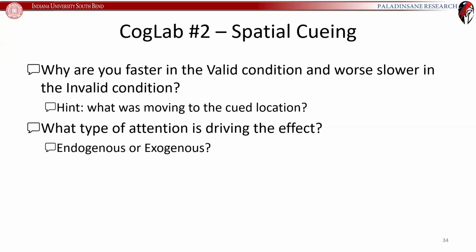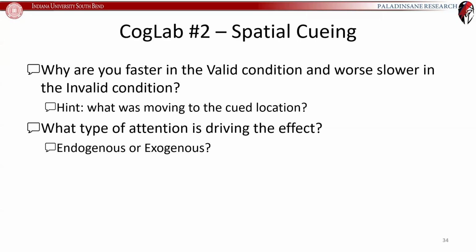Well, you were close on the endogenous being the valid. So what part of the valid one is endogenous attention? Exactly. So more precise would be to say that the endogenous part of this was the arrow. The arrow told you where to go. It might tell you to go to the wrong place, right? So there was that invalid condition as well. But basically, the arrow provided you with an internal goal.